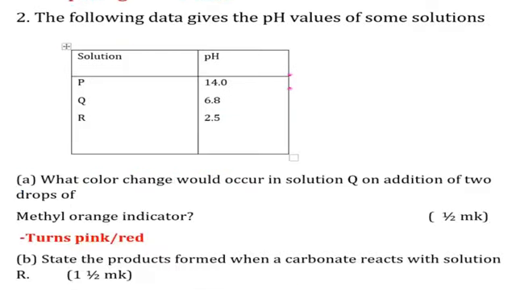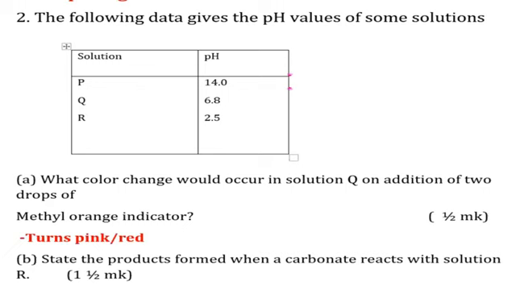Number 2. The following data gives the pH value of some solution. Solution P, pH value 14, Q 6.8, R pH value 2.5. You are told what color change would occur in solution Q on addition of 2 drops of methyl orange indicator. It will turn to pink or red. If you add 2 drops of methyl orange to solution Q, it will turn pink or red.